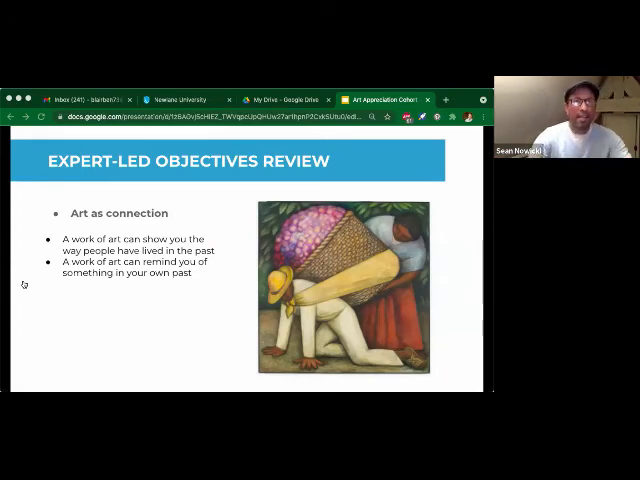And then I think this is the last one, and then we're going to do our activity. So this last one is art as connection, and I like this one a lot. This one can show you the way that people have lived in the past. And again, just that room at Chateau Hoyac that we looked at the beginning is a way of showing you how people lived in the past.